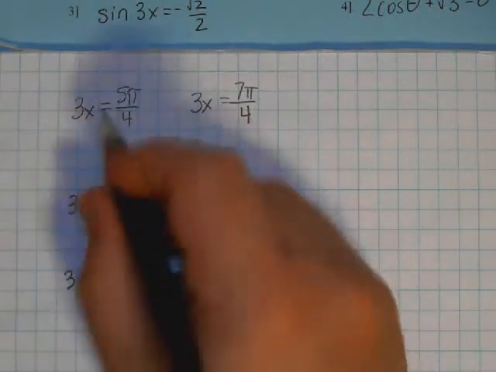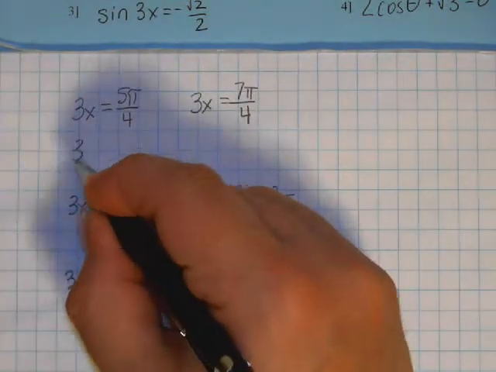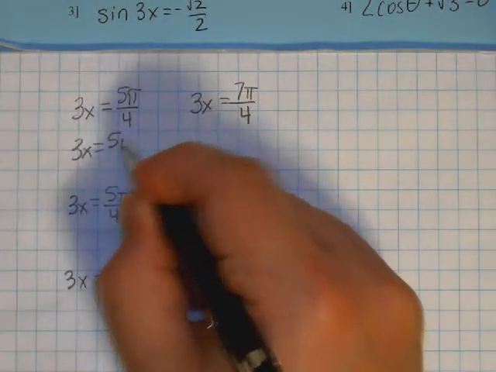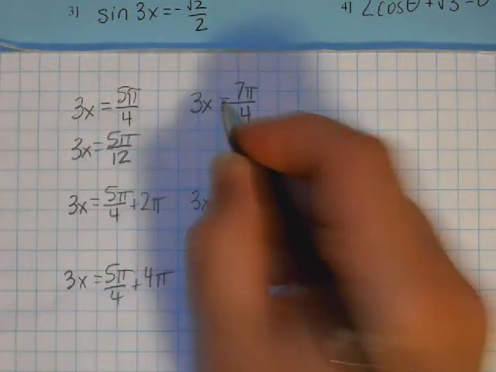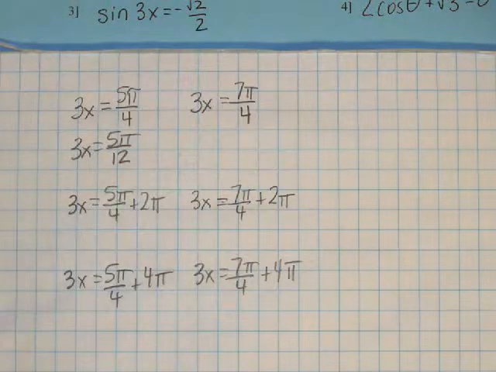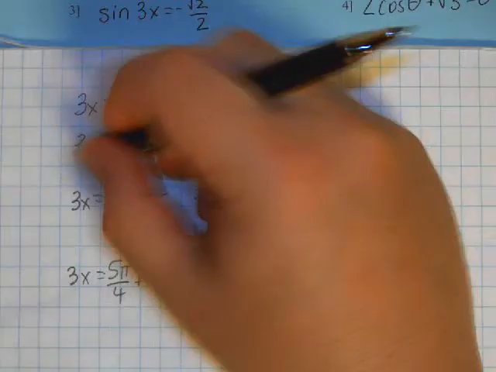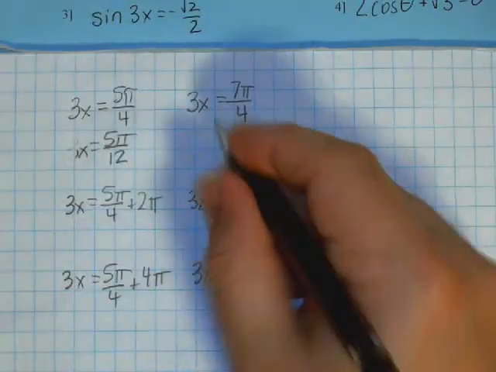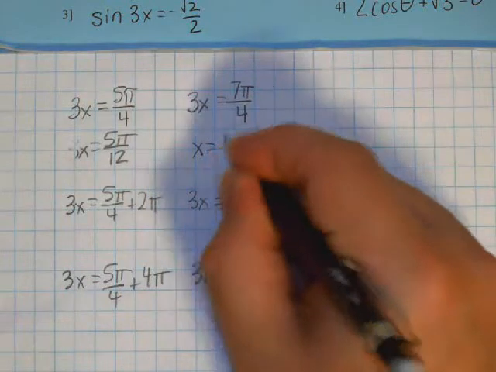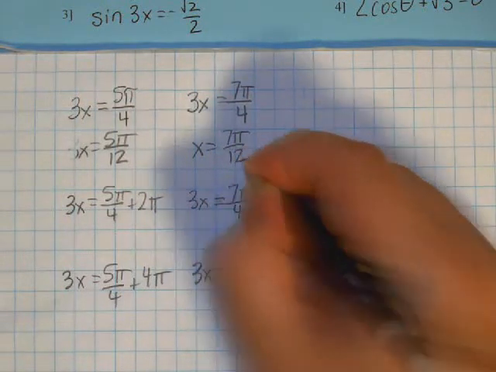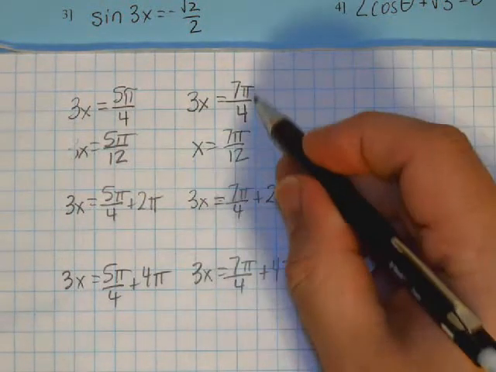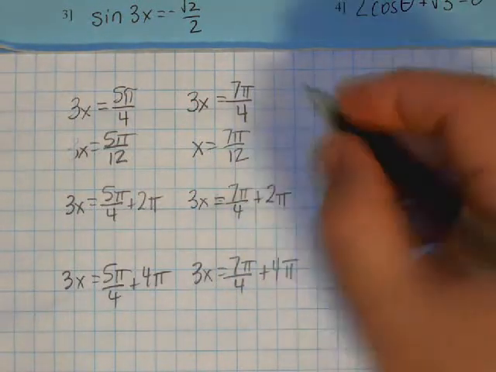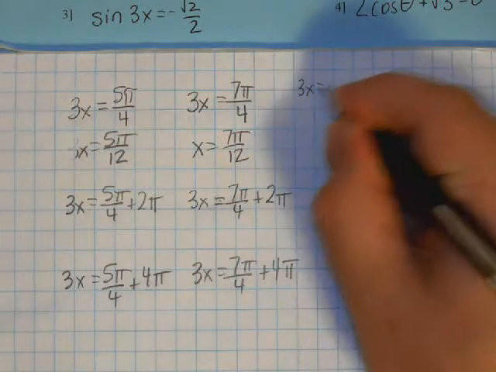And I go ahead and solve. So here I divide both sides by 3. 3x equals 5 pi over 12. Sorry, not 3x. X. Here I divide both sides by 3, and I get 7 pi over 12. If you're not understanding how I'm getting these answers, I'm just going to do one quick example.